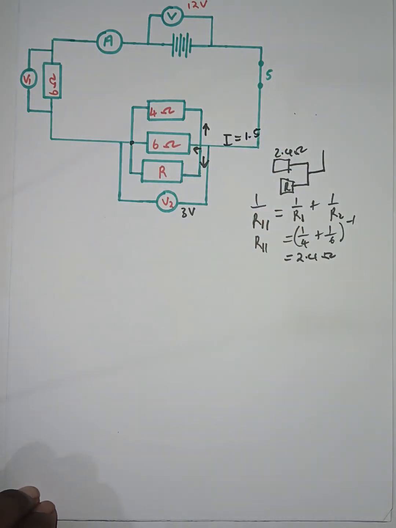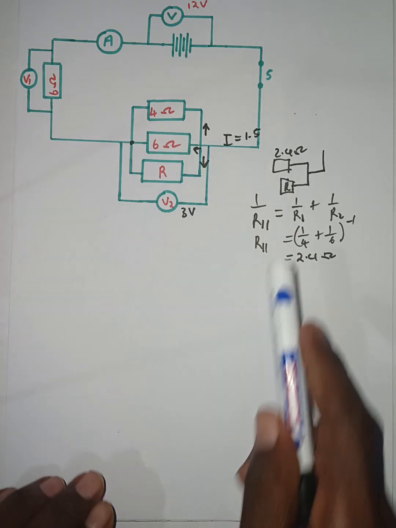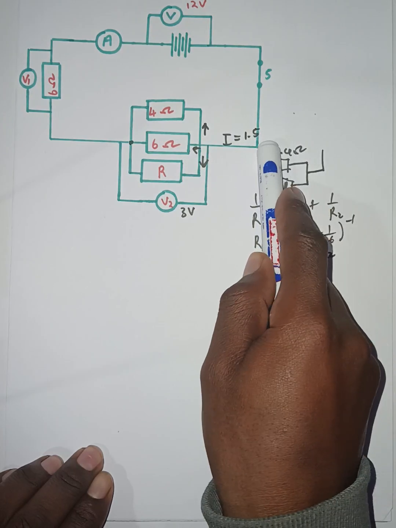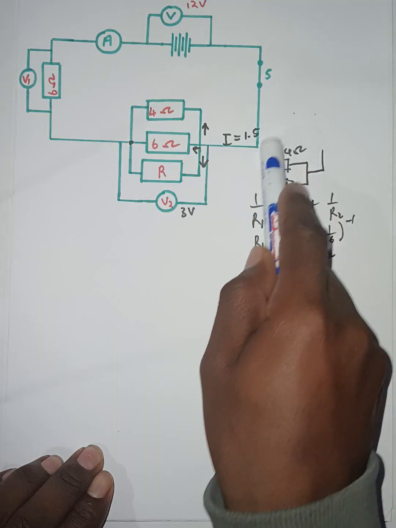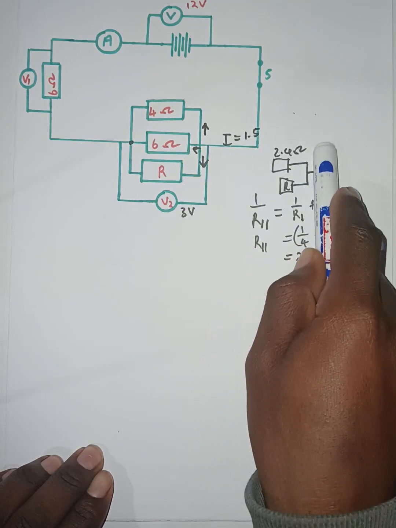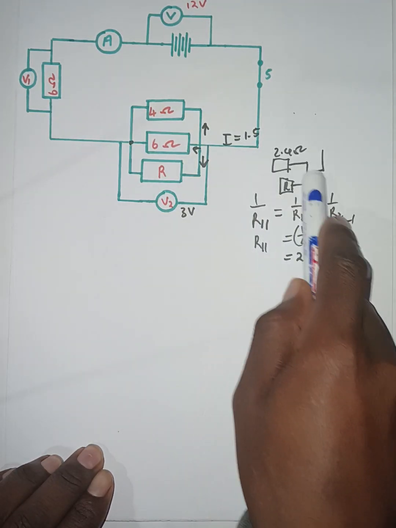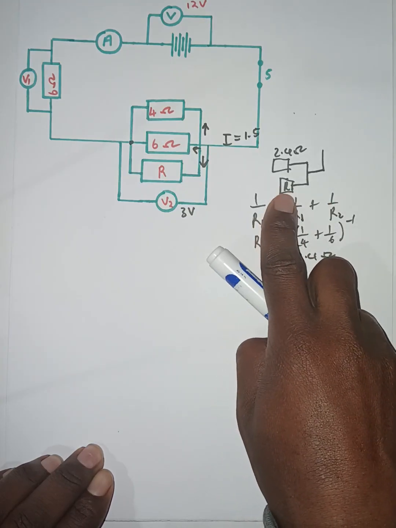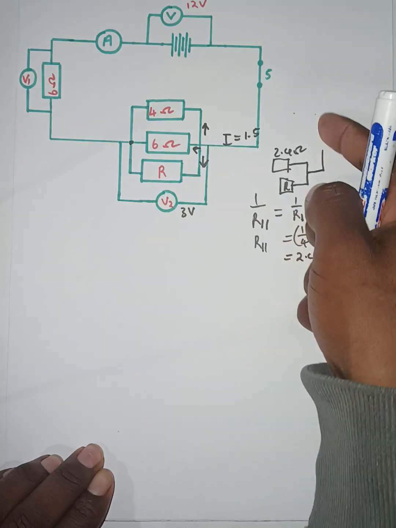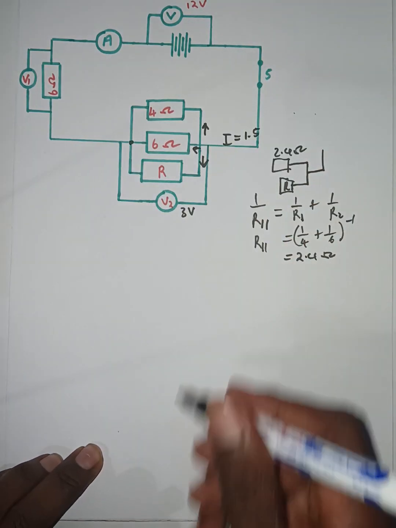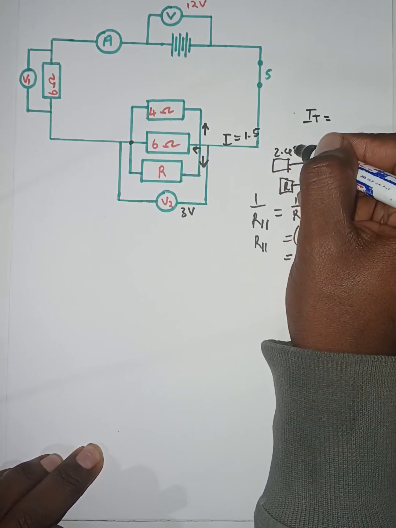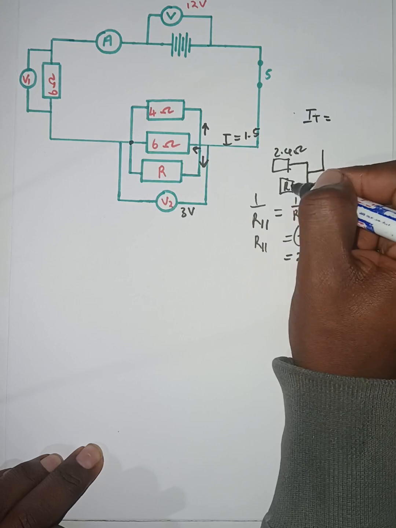So what I'm going to do then to calculate that R, not complicating things, I'm going to calculate the current that is passing through that 2.4 ohm resistor. If I know the current that is passing through that 4 ohm resistor and I know the total current, then I total would be equal to the current that is passing through that 4 ohm resistor, plus the current that is passing through that unknown resistor.